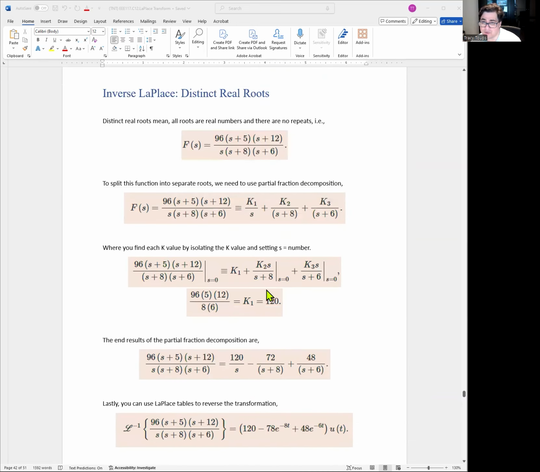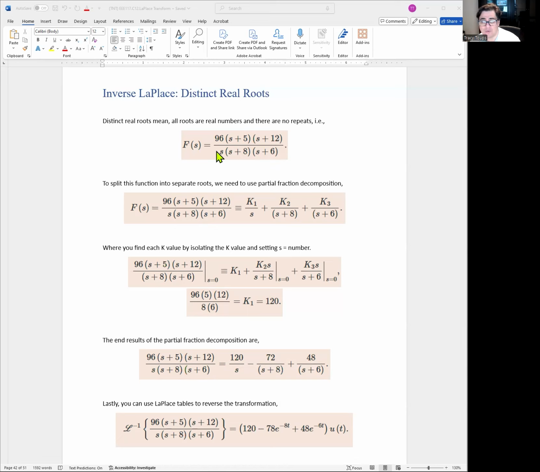So, for example, distinct real roots. This is kind of an example of a more complex root system. Okay, so you have a root to the third order because you have S. So S by itself, the root is 0 because it's technically S plus 0. Then you have an S plus 8, so the root is S is negative 8. Then you have a root of S plus 6, so the root is negative 6. So you have 3 roots in the bottom. It doesn't matter what's on top, it's just what's on the bottom.